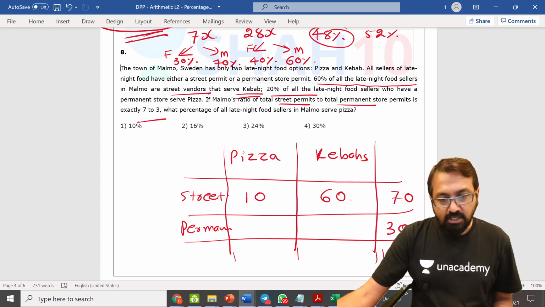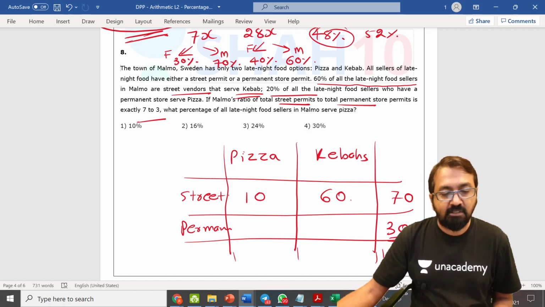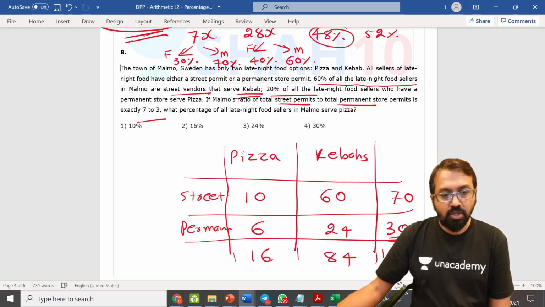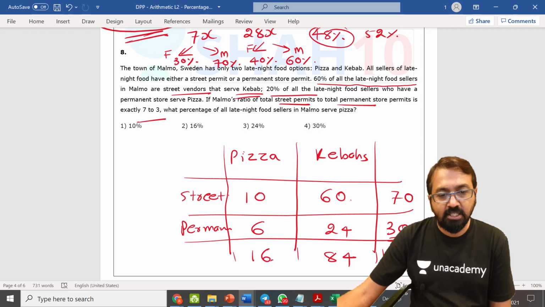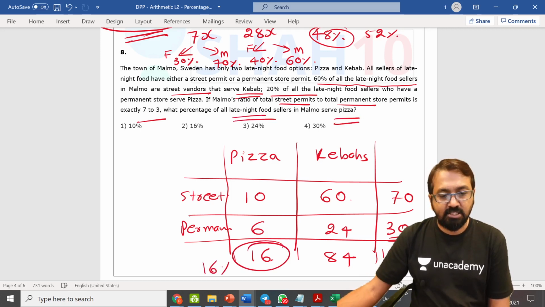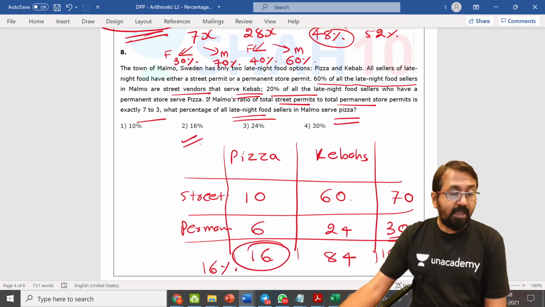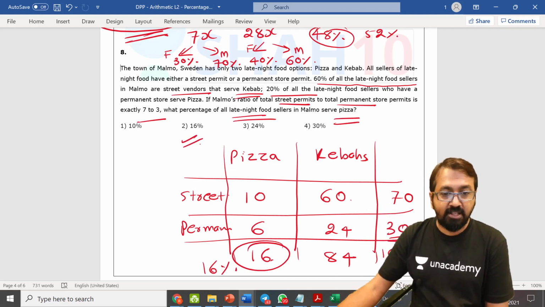20% of all the late night food sellers who have permanent stores serve pizza. So 20% of 30 will come out to be 6. So this is going to be 16, while this will be 24 and this will be 84. So what do we need to find out? How many late night food sellers serve pizza? It is 16%. Now it's correct. So we misinterpreted a particular statement and the question went haywire.